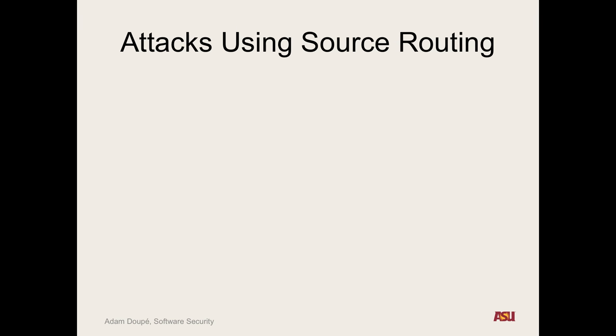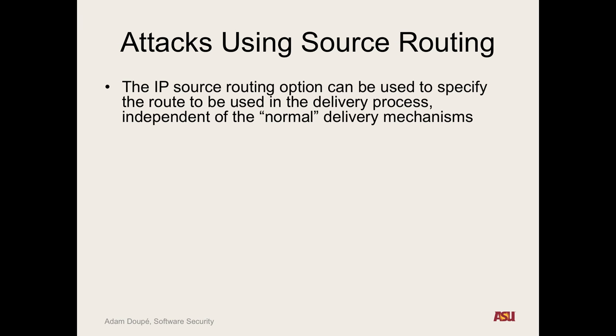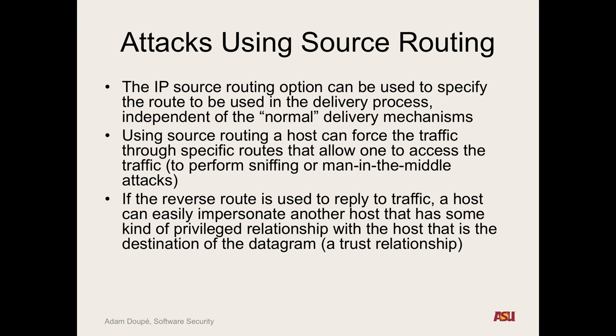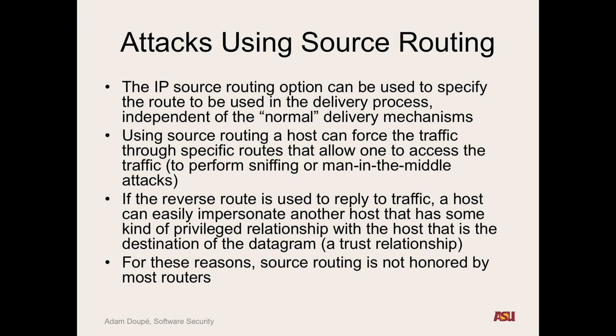So we can do this, right? If we can control that, we can force traffic through specific routes, and maybe we can put ourselves in the middle of that traffic and say, hey, when I talk to this other machine, always go through me, or through a thing I control. In the case of what we were talking about with IP spoofing, if when they reply, they use the same route that I told them of how to contact me, then when they reply back to me, it's actually going to come to me, right? So I can impersonate a lot easier.